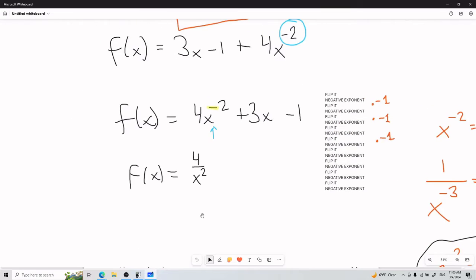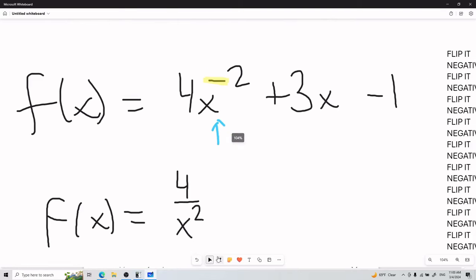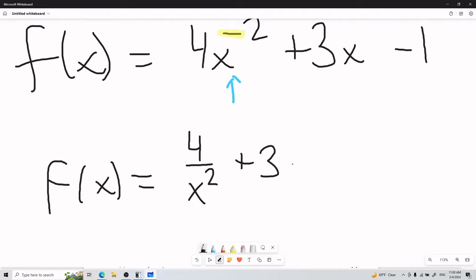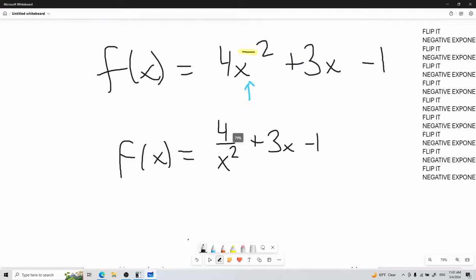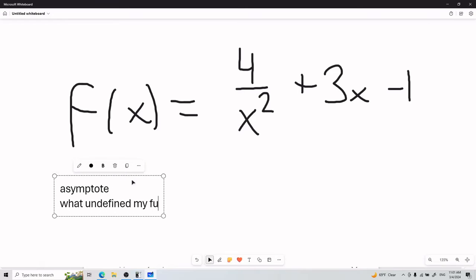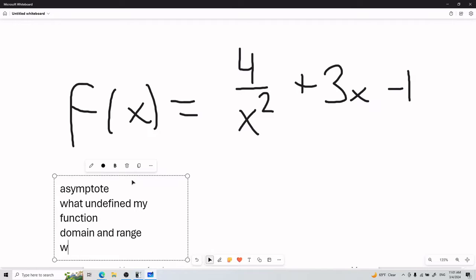Yeah, whatever. So this negative exponent makes this happen. So now I have 4 divided by x squared plus 3x minus 1. All right, and so now we need to see what makes this function be undefined. Whenever they're asking for an asymptote, which shows up later, you have to think about what undefines my function. Or when they're talking about domain and range, think about what limits my function, which is sort of like what undefines it as well, okay?